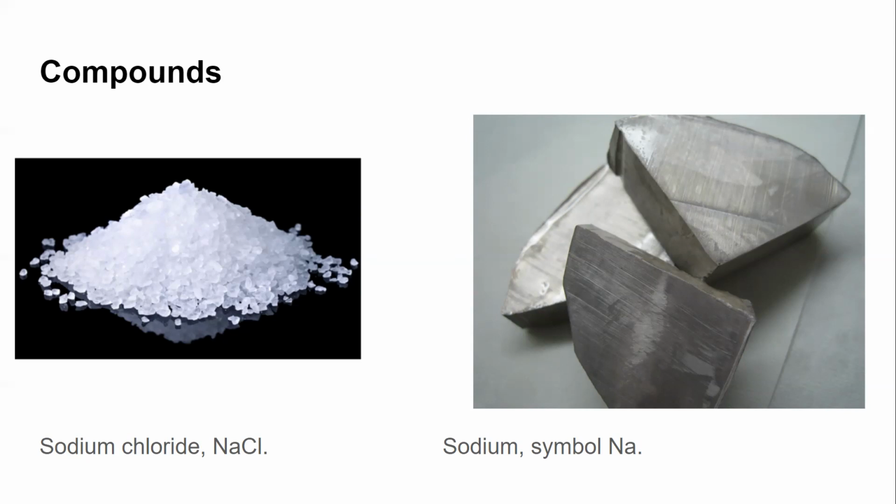The first two photographs show the two elements, sodium and chlorine. The third photograph shows the compound that is made when sodium atoms and chlorine atoms bond together. This compound, sodium chloride, is not at all like either sodium or chlorine.